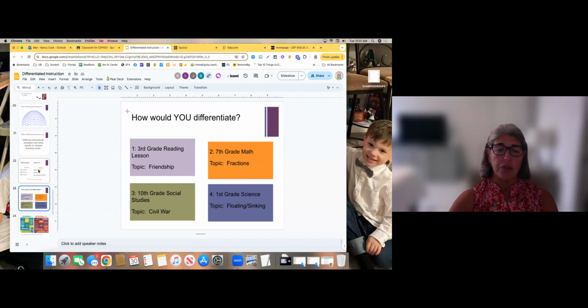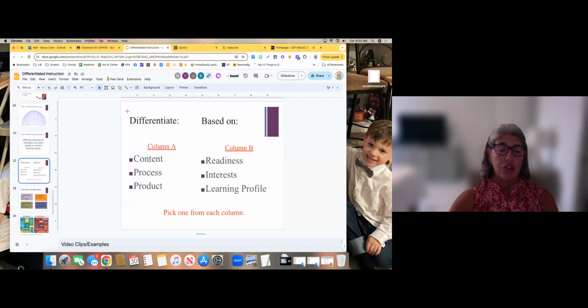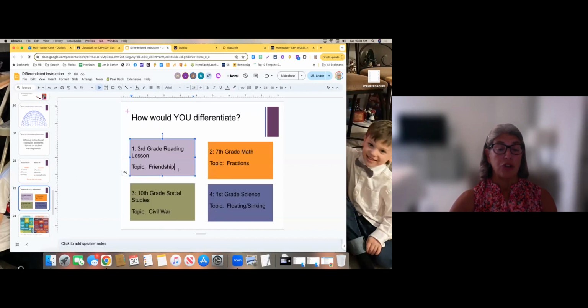You're going to talk to each other in your group and say, are we going to change the content, the process of how they learn about friendship, the product of what they're going to do to show us they know about friendship? The content would be them reading something different from other people. So some might be reading one book while others are reading another book, but everything has to be about friendship because the lesson is friendship, okay? Or in group 2, it's a 7th grade math lesson about fractions.